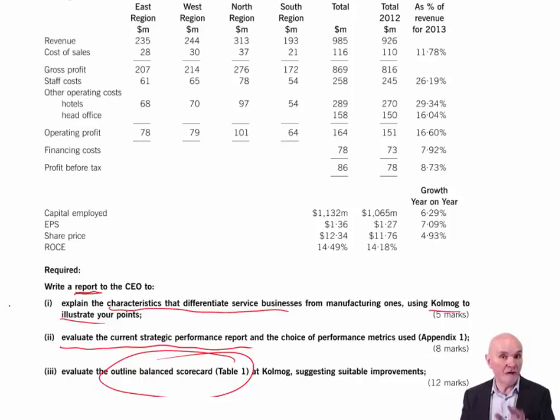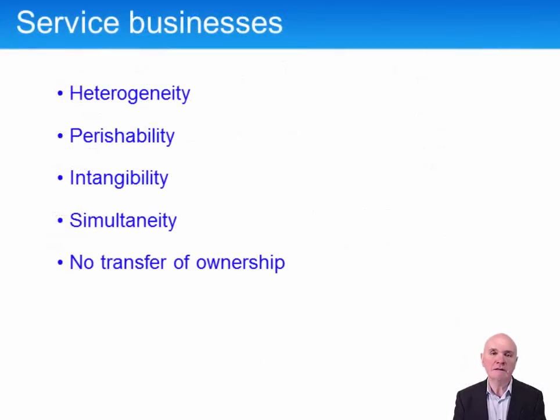You should be looking for 5. And then if you can, think in the context of a hotel chain, which is what Colmog is. How could I use that to illustrate these 5 characteristics? Okay, here is how service businesses differ from manufacturing businesses.